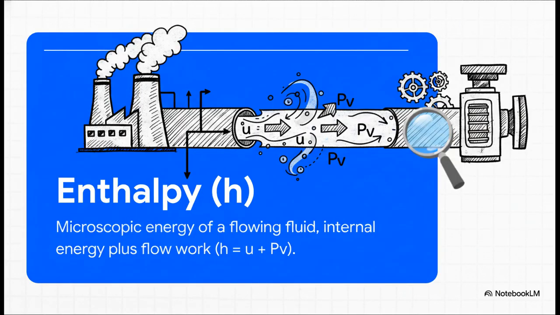Now, when engineers are analyzing flowing fluids, they use a brilliant little concept called enthalpy to easily combine the internal energy and the energy needed to actually push the fluid forward. Think about a fluid moving through a pipe. It has its own internal microscopic energy. We call that U. But it also requires energy simply to maintain its flow against pressure, which is P times V. By combining these into a single property, enthalpy, engineers have an incredibly convenient shorthand to track the total microscopic energy of a flowing stream. Honestly, it makes balancing the energy of power plants and engines vastly simpler.